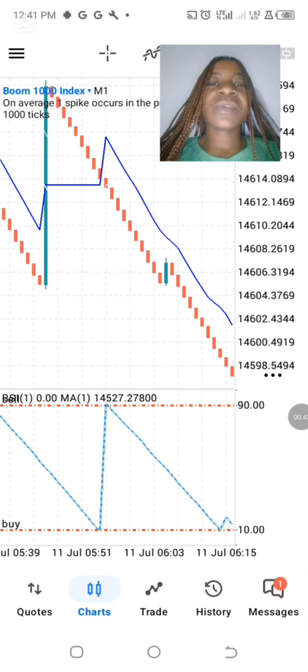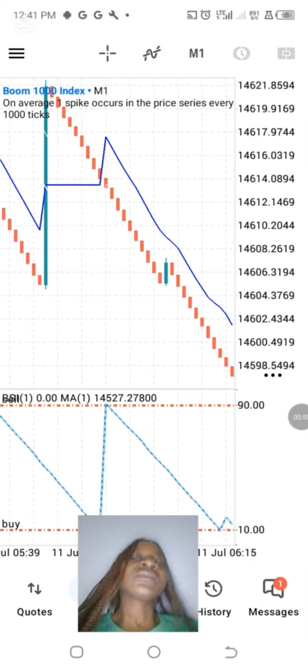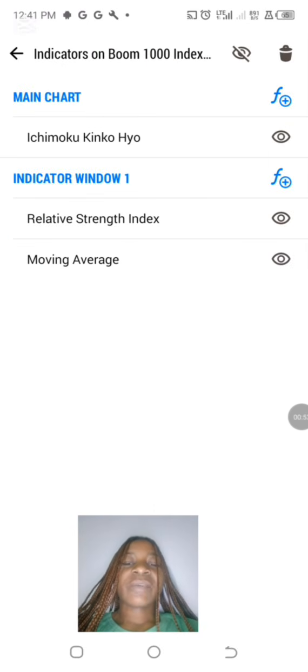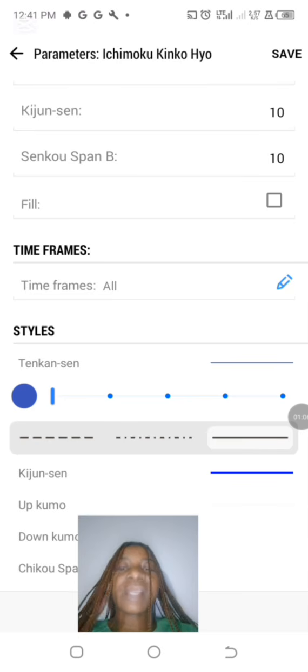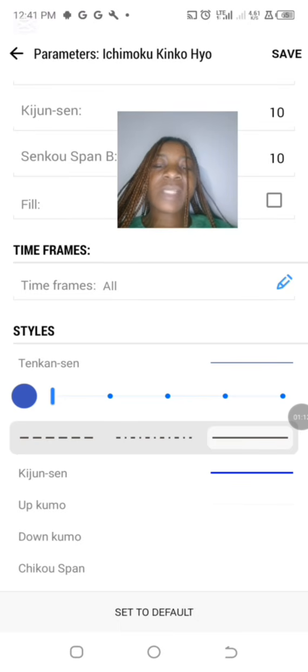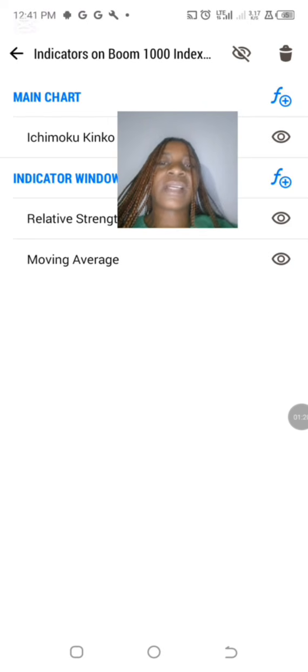So let me take you to the settings so that you see the parameters of the indicators that we are going to be using. On our main chart, we'll be having one indicator, which is the Ichimoku, with the following parameters: Tenkan-sen 10, Kijun-sen 10, Senkou span 10. On the Tenkan-sen we want it to be blue. You can also choose any color of your choice. Then take note of this: on the up Kumo, the down Kumo, and the Chikou span, we are going to put the background color of your chart. If your background color is white, just add that color so that we don't see other lines.